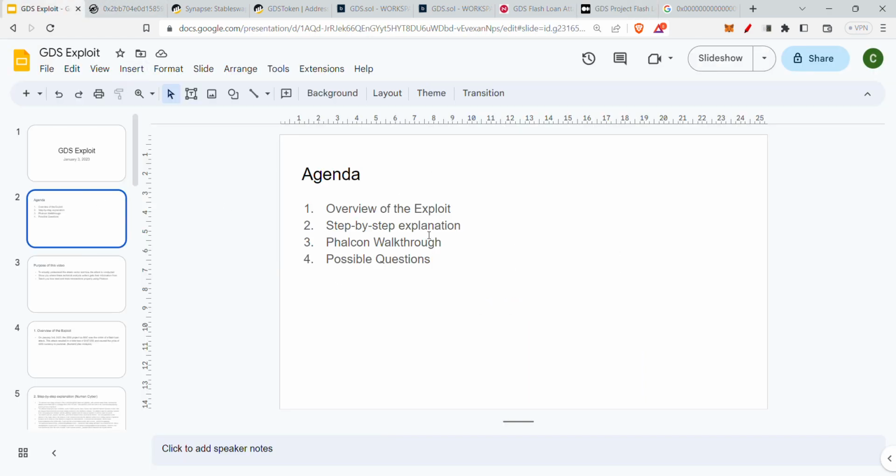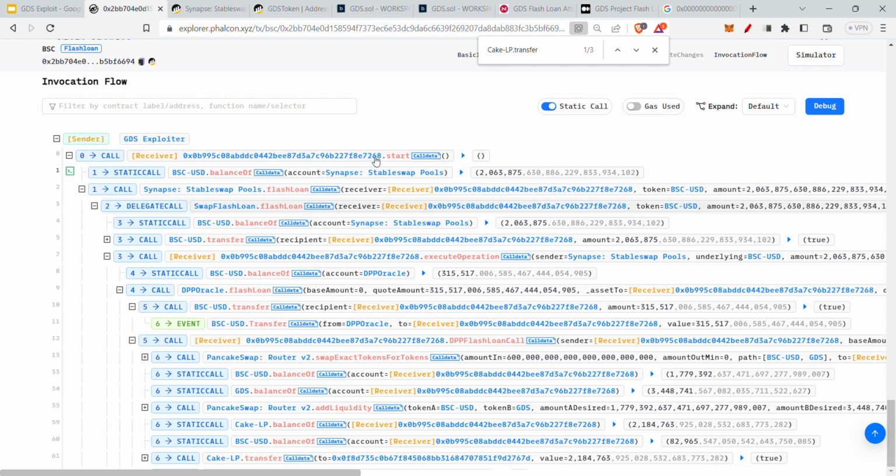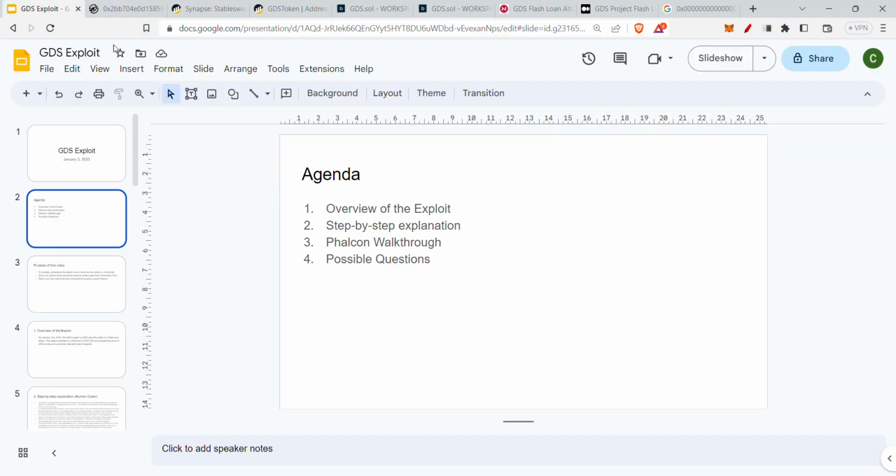So the agenda of this video is, number one, I'll talk about the overview of the exploit. Number two, I'll talk about a step-by-step explanation of the exploit, followed by the Phalcon walkthrough and possible questions. So Phalcon is actually a website which I will go through later, and this website shows you whatever happens inside one transaction. So all the external function calls, or the delegate call, static call, whatever function calls another function or contract.